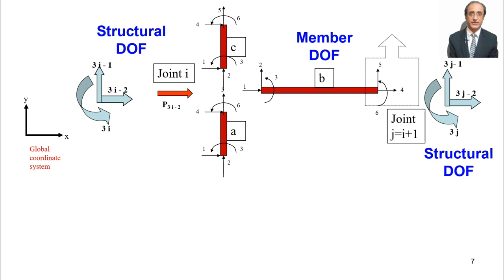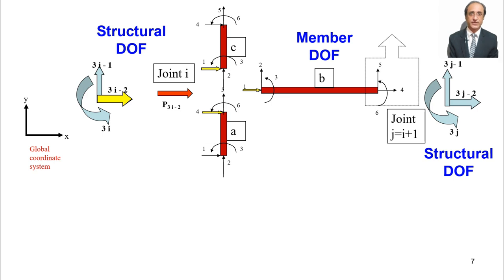So let's say we have this degree of freedom, this displacement, a translation along 3i minus 2 at this joint i. So which members are involved? All the 3 members are involved. So that means this displacement essentially corresponds to this particular degree of freedom for member number C, which is 1. And for member number B also this is degree of freedom number 1. But for member number A, this is degree of freedom number 4.